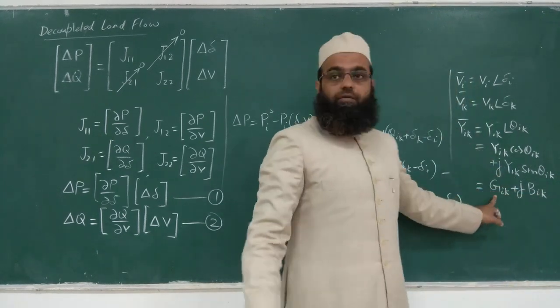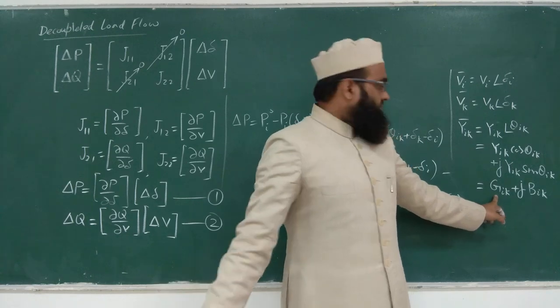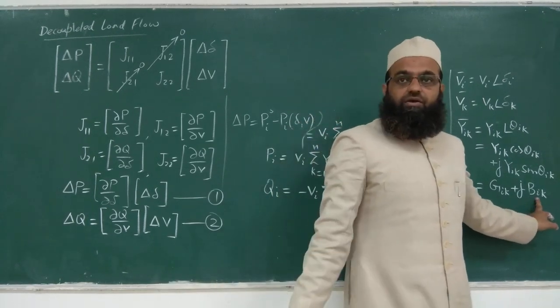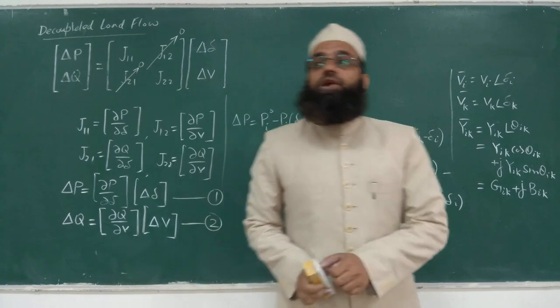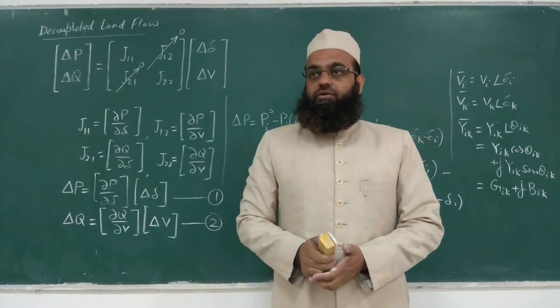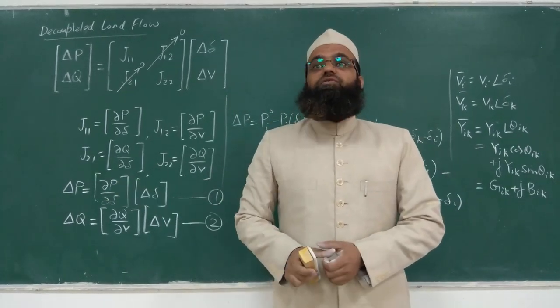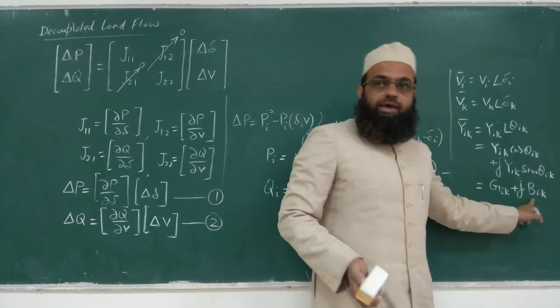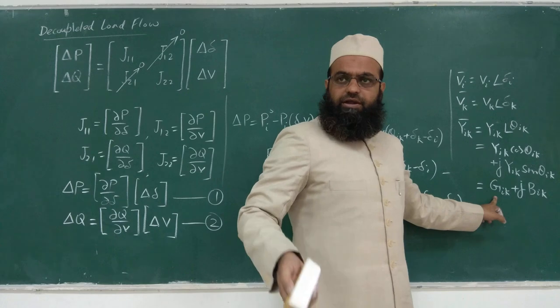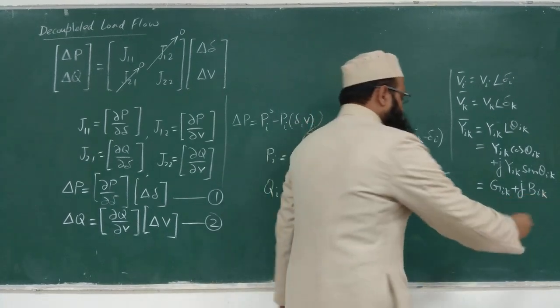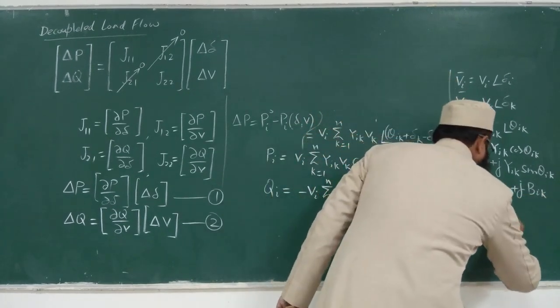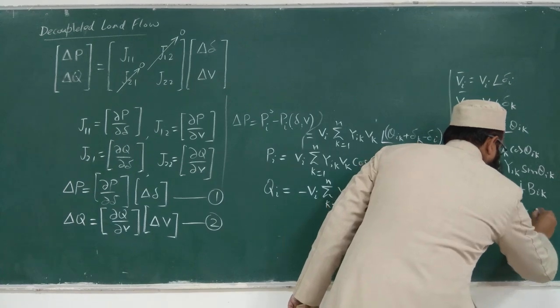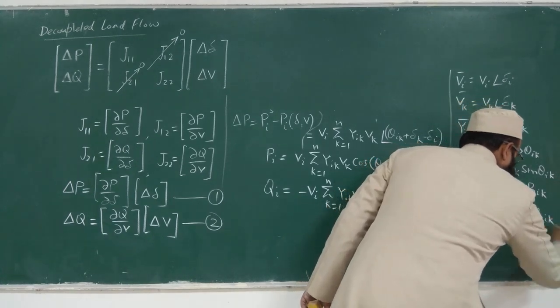So what is this? Conductance. What is this? Susceptance. So as the nature of transmission line is highly inductive, it means which one is dominating? So this is very, very lesser, we can ignore this. So that's why we may write GIK is very, very less than BIK.